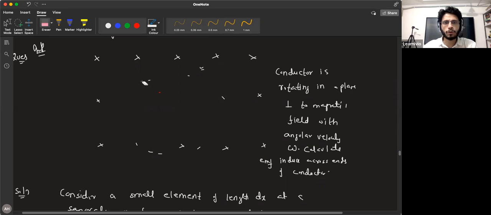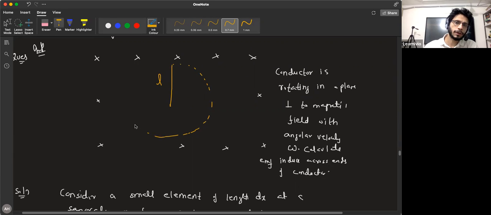So in the question, you have a straight conductor of length L. This conductor is rotating in a circular path with an angular velocity omega. You can consider the motion of the blades of a fan. There's one blade of a fan rotating with an angular velocity omega, and in your room you have some magnetic field. So you are supposed to calculate the EMF induced in the blades of the fan.